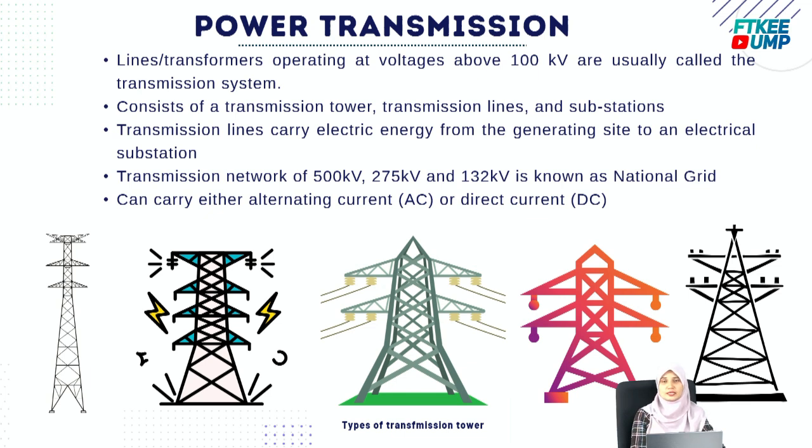For the power transmission, it's actually lines or transformers operating at voltage above 100 kV. It consists of a transmission tower, like in the figure at the back here, transmission lines, and also substations. The transmission lines carry electric energy from the generating site to an electrical substation. The transmission network of 500 kV, 275 kV, and 132 kV is known as the national grid. This is for Malaysia. And it can carry either alternating current AC or direct current DC.